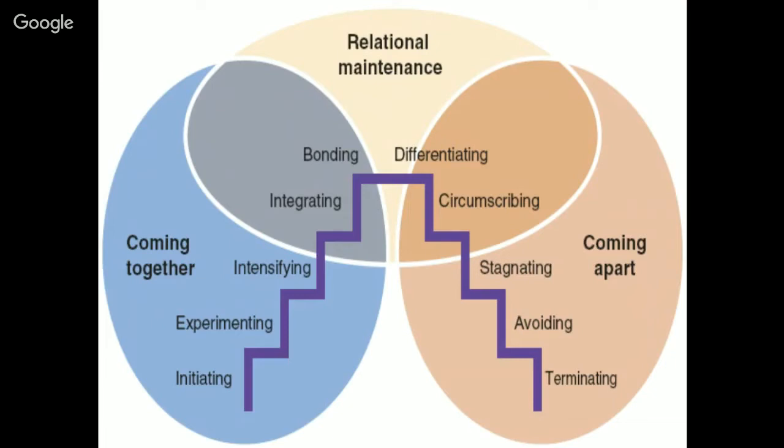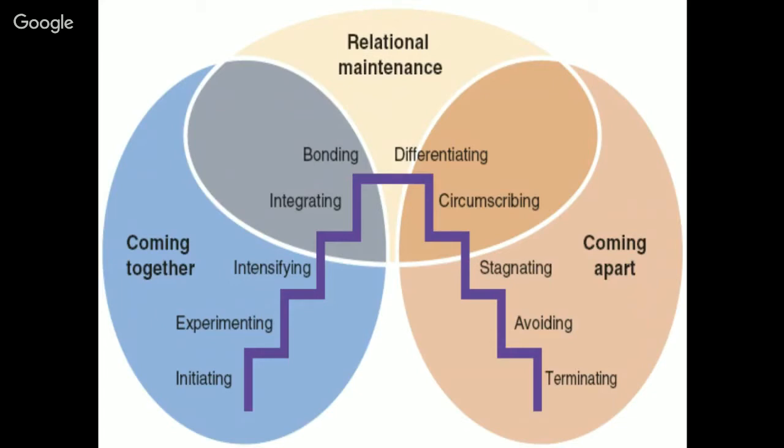So as we're going through the model, I do want to encourage us to think about it more in terms of a romantic relationship, because I think you're going to see all of the stages present more in a romantic relationship than in other personal relationships, and in particular, the third stage, which is intensifying.